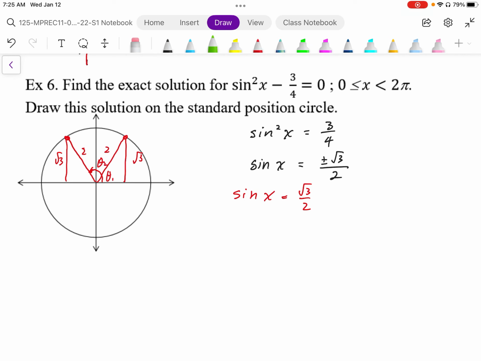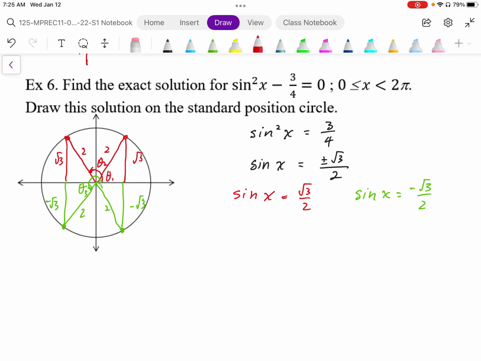So we also have sine x equals negative root 3 over 2. That means it's going to be in quadrant 3 and quadrant 4. Okay, so we're going to call this one here theta 3, and the last one we'll call theta 4.